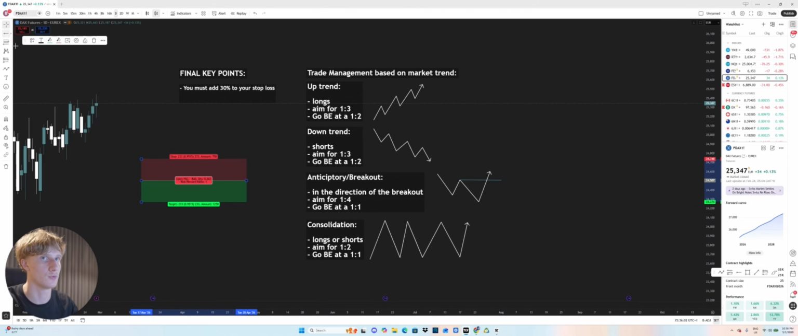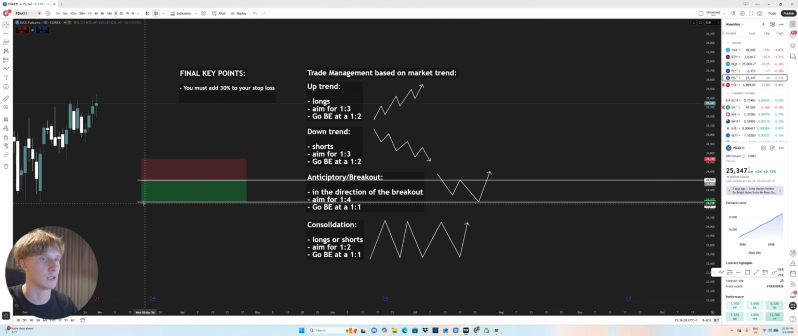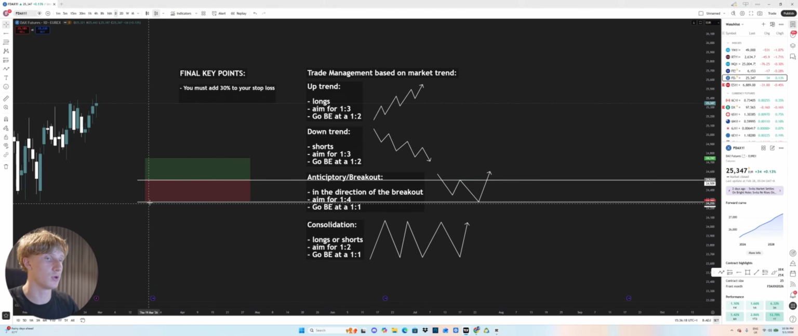So let's say, for an example, we have our base being like this. So our entry is going to be here. Now, instead of just putting your stop loss, that's the wrong position. Never mind. There we go. All right, cool. So instead of just putting your stop loss at the bottom line, instead what you want to do is add 30% of this, the size of your base.